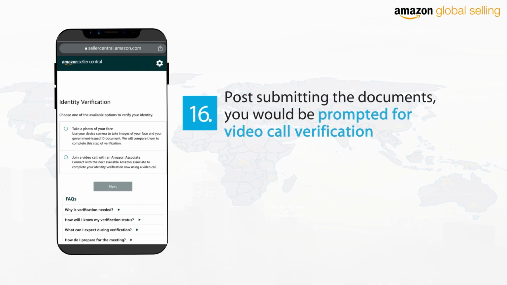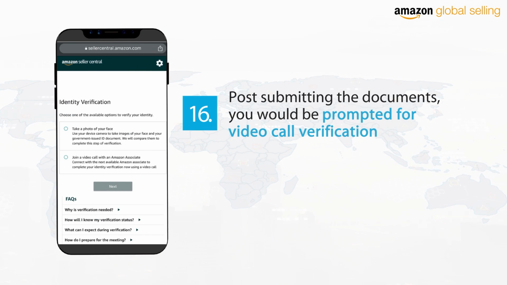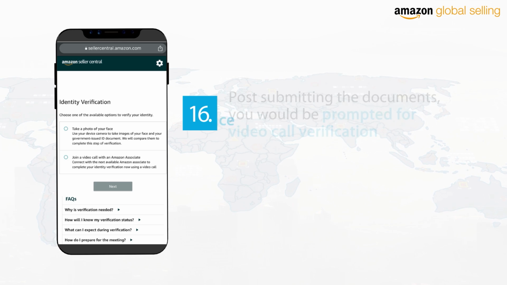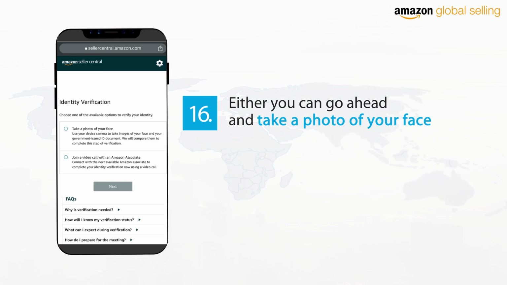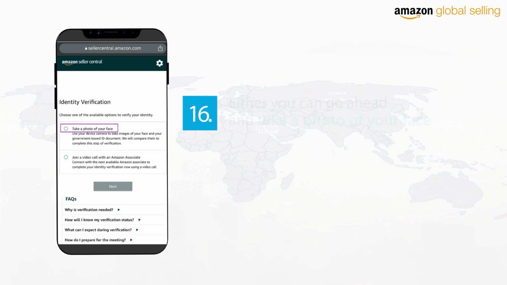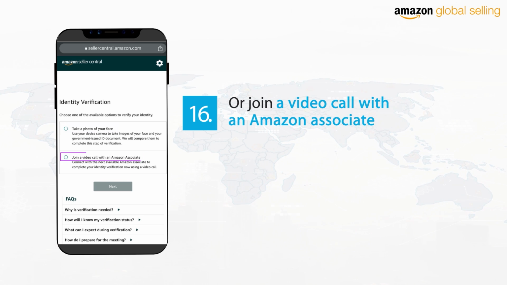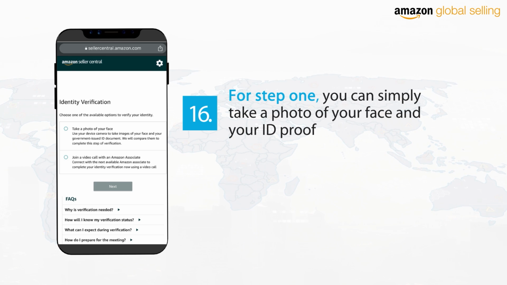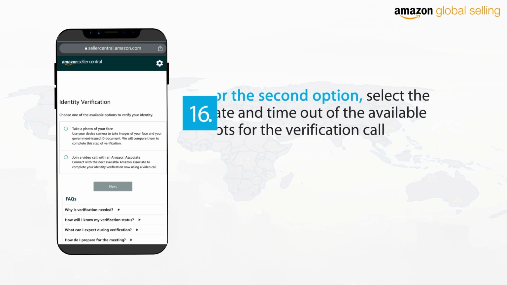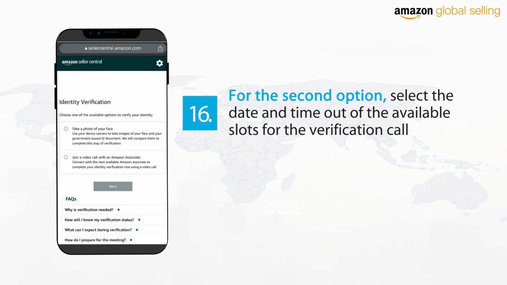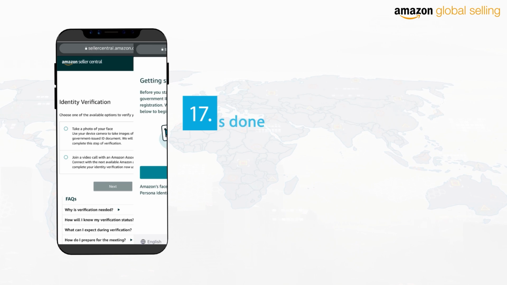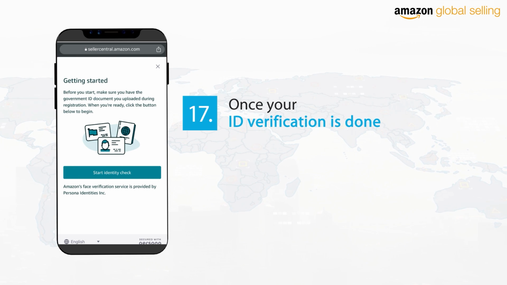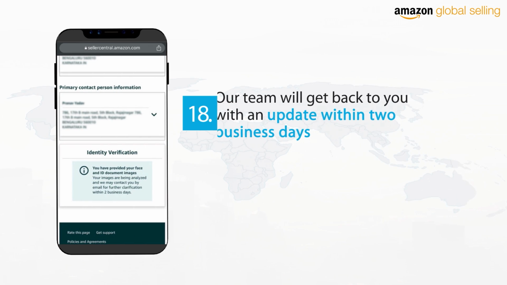Post submitting the documents, you would be prompted for the video call verification option. Here we have two options. Either you can go ahead and take a photo of your face, or the other option is to join a video call with an Amazon associate. For the first option, you can simply take a photo of your face and your ID proof as stated in the instructions. For the second option, you can select the date and time out of the available slots for the verification call and click next. Once your ID verification is done, our team will get back to you with an update within 2 business days.